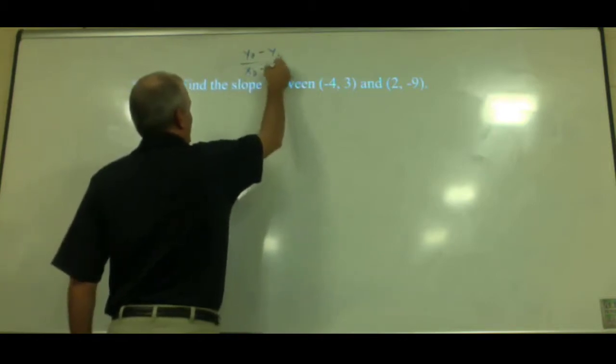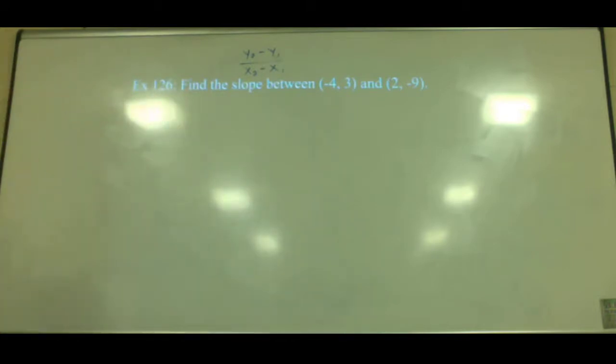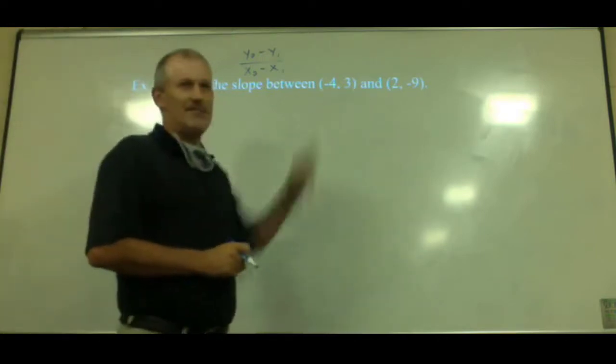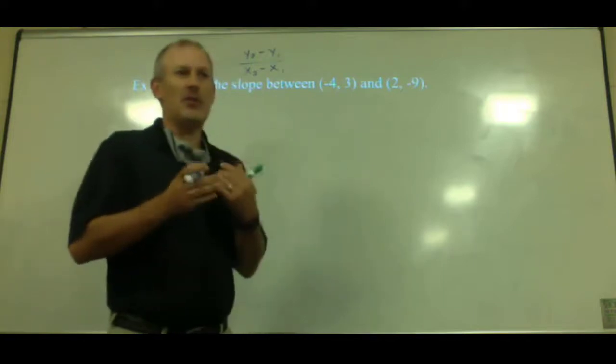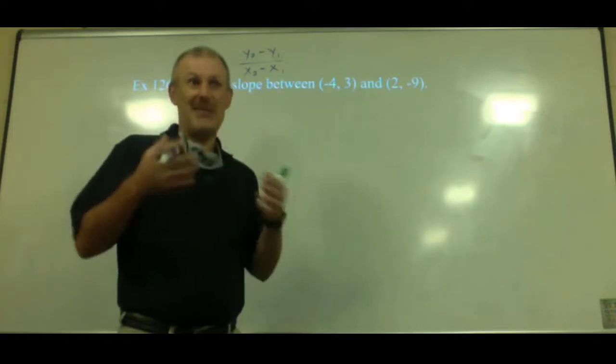Okay, so I'm going to rewrite the equation, right? It's just on your paper, but I'm going to rewrite it back up here. Y2 minus Y1 over X2 minus X1. And when we look at this, here's the thing. It doesn't matter which one is point number 1 and which one is point number 2. You're going to get the same answer either way.